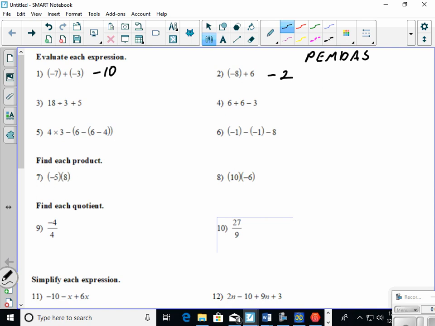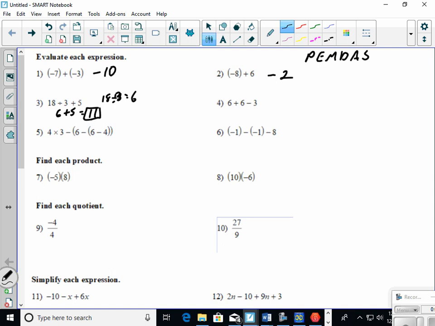All right, 3. We have two operations here, so now we're starting to look at order of operations. We don't have any parentheses or exponents. We do have a division, and division comes before adding and subtracting. So we have division here, addition there. We're going to divide first. 18 divided by 3 is going to equal 6. Then we have 6 plus 5, which is going to be 11.